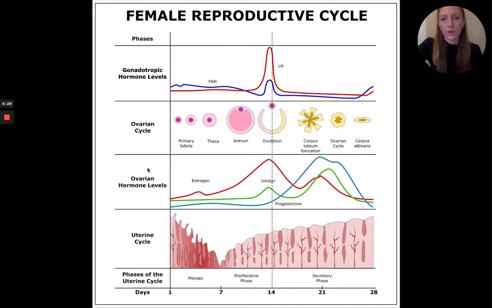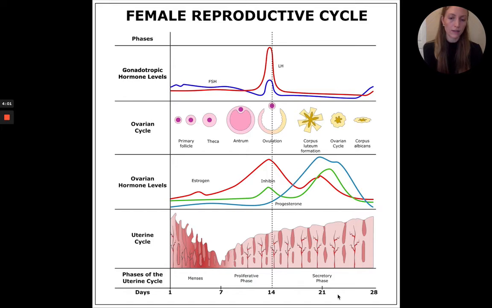So we'll start by just orienting you to this graph. If we focus on the y-axis over here, I want you to think of this top level as being what's happening in your brain, this second level being what's happening in your ovary, the third level is what's happening in your blood, and this fourth level is what's happening in your uterus. Along the x-axis, we see the number of days that are in our cycle.